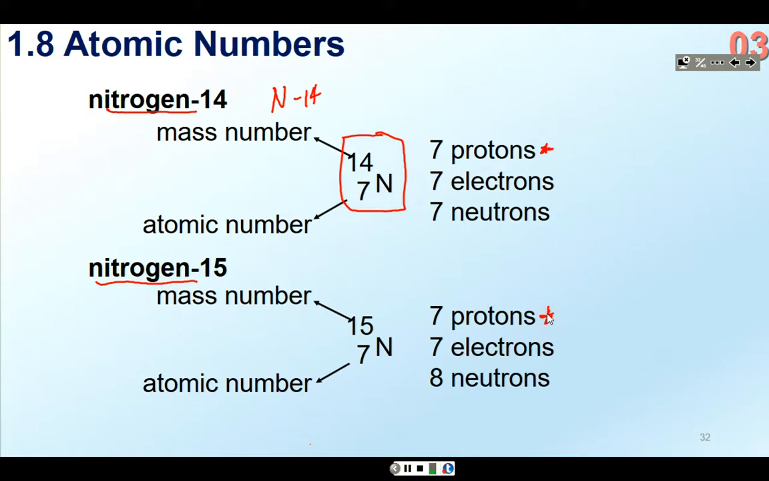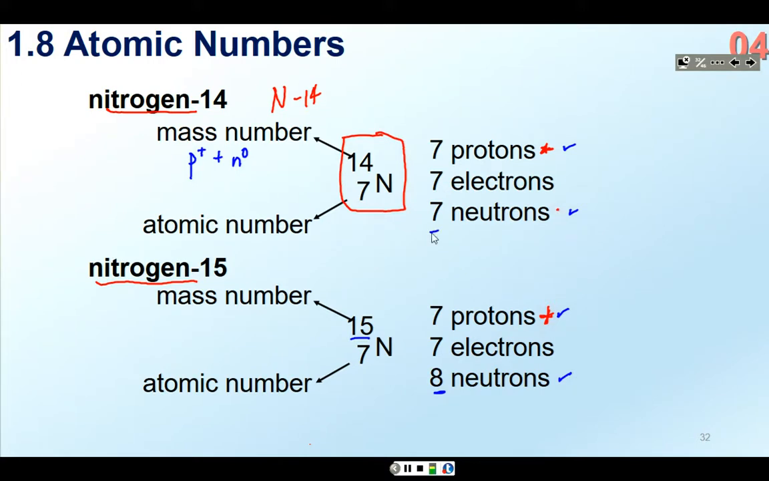Nitrogen 14 has a mass number of 14 because the mass number is derived from protons plus neutrons. This number plus this number adds up to 14 in nitrogen 14. The atomic number is going to be 7 regardless, if it's still nitrogen. Nitrogen 15 has a mass number of 15, and in this case the protons plus the neutrons add up to 15. So it has to have 8 neutrons instead of the 7 of nitrogen 14.